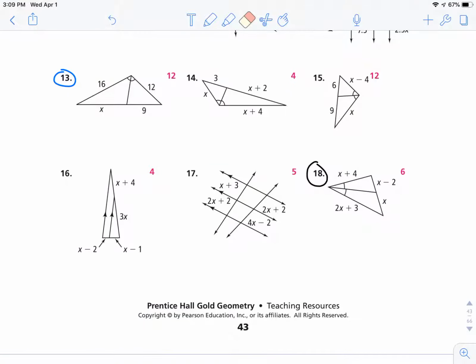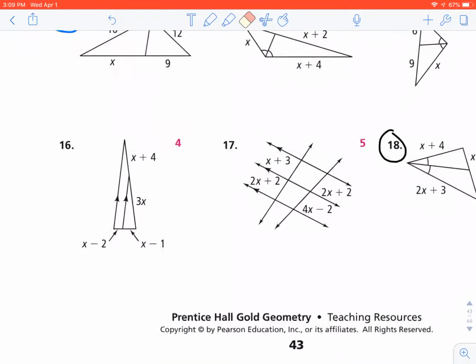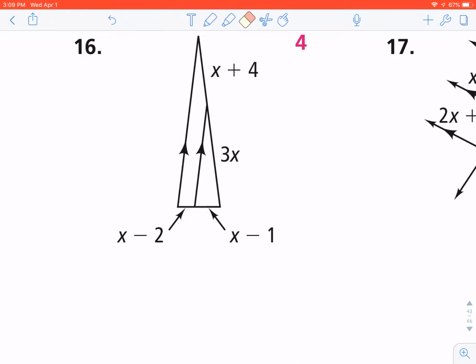Alright, this is 7.5 Form G. I'm going to do number 16 here. This one requires both your need to FOIL or use the box method, and then also factor to get your solution. So let's go ahead and get it set up.